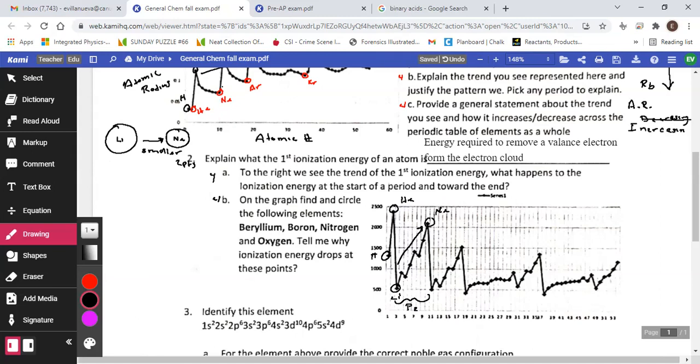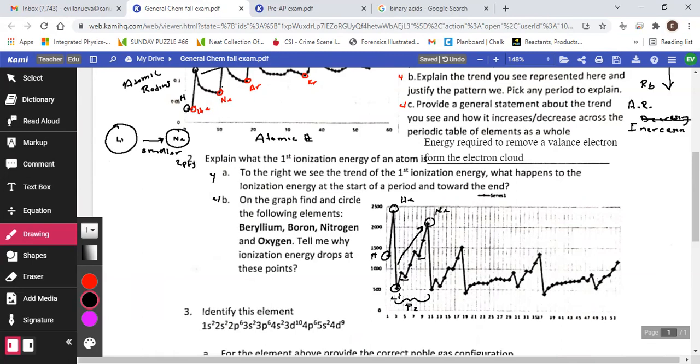So basically, to get full credit for these points, all you had to say was, from the start of the period, lithium, to the end of the period, neon, we see a steady increase in the amount of ionization energy. The ionization energy is not consistently going up. We do see changes here, but the overall trend is that it increases across the period. So from left to right on the periodic table, you see an increase in ionization energy.